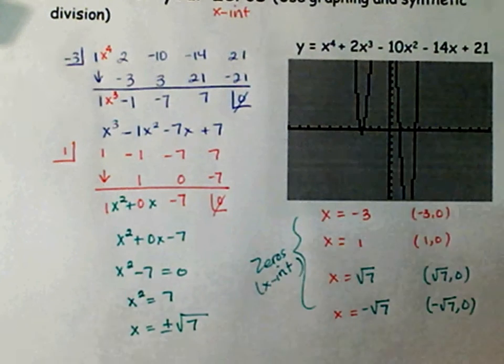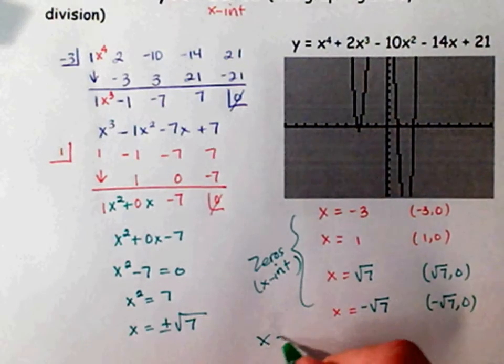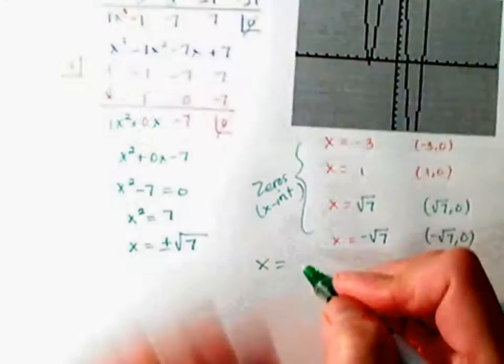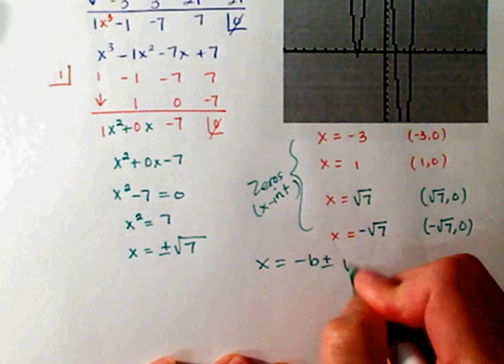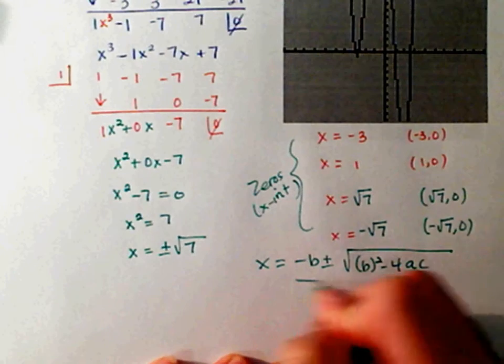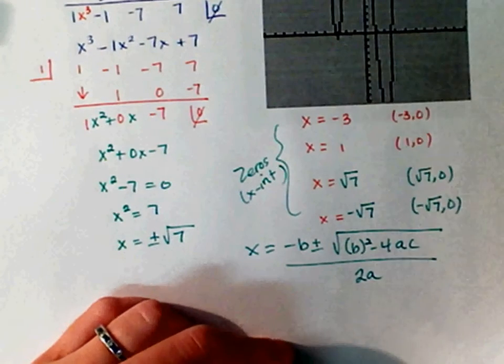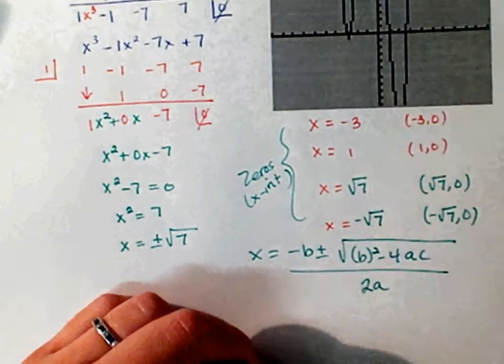Sometimes you might have to use the quadratic formula. And if you forget your quadratic formula, here it is: -b plus or minus the square root of b squared minus 4ac, all over 2a. And sometimes you might factor. So just think of all those ways you could solve once you hit a square.